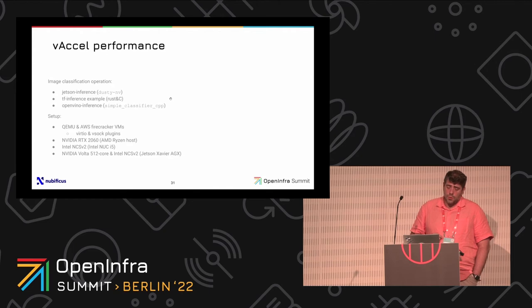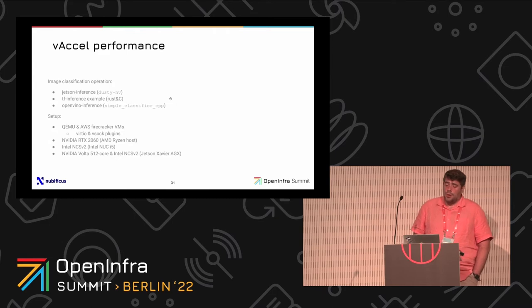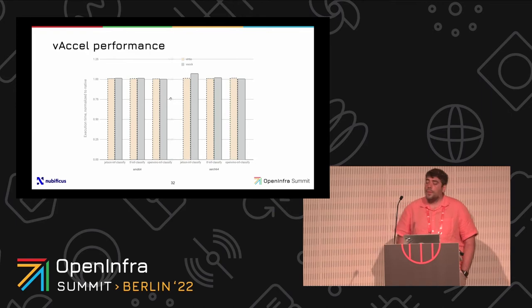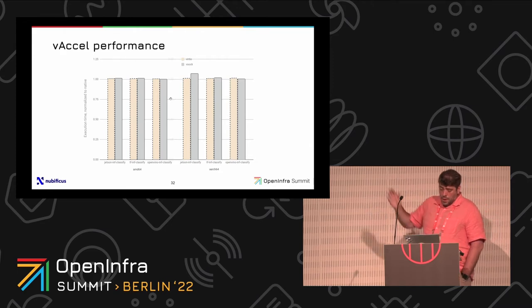The setup that we used is QEMU and Firecracker VMs, virtio and VSOCK plugins on a simple home use GPU, the Intel Neural Compute Stick on an Intel i5, and on Jetson Nano and Xavier AGX. As we can see in this graph, this is the execution time normalized to native. So one is native, over one is the overhead of the execution.